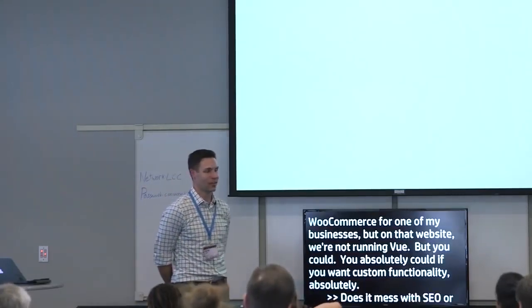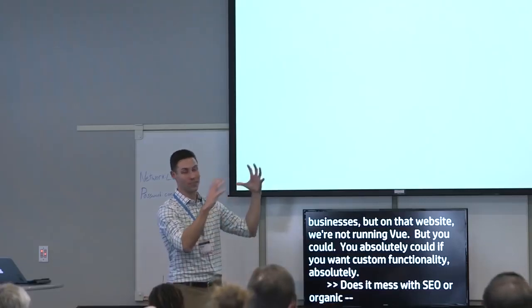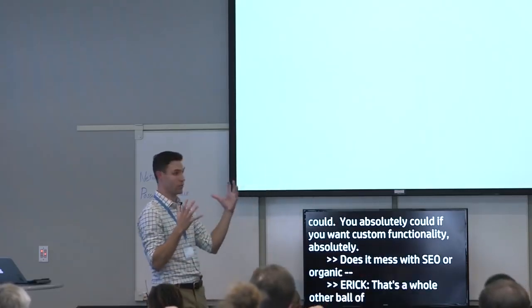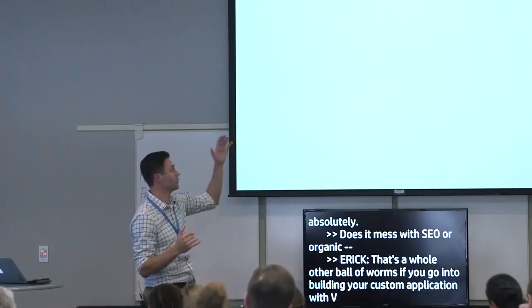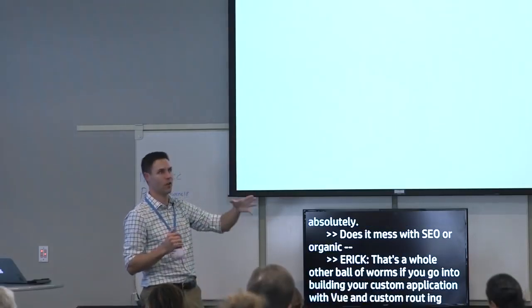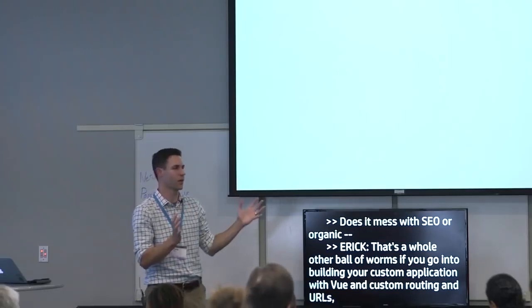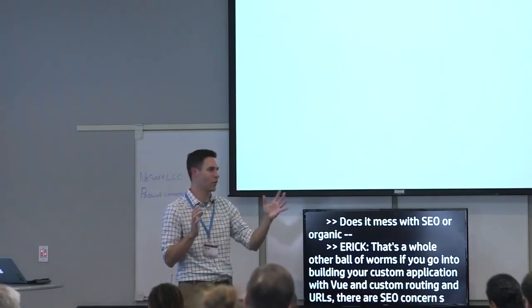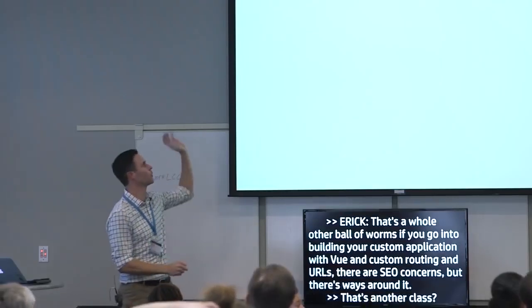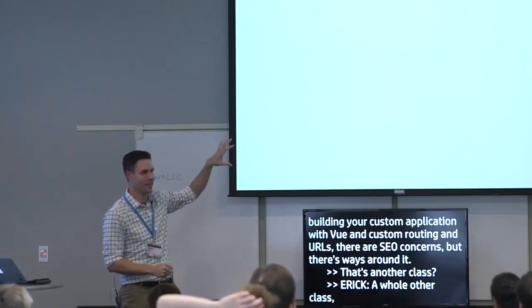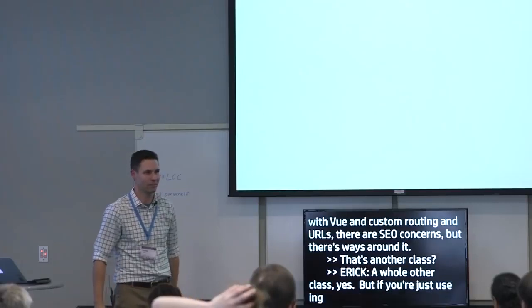That's a whole other ball of worms. If you go into building your own custom application with Vue and custom routing, custom URLs, things like that, there are SEO concerns there, but there are ways around it. I don't know all those, and that's a whole other class. But if you're using WordPress just as it is, no problem there.